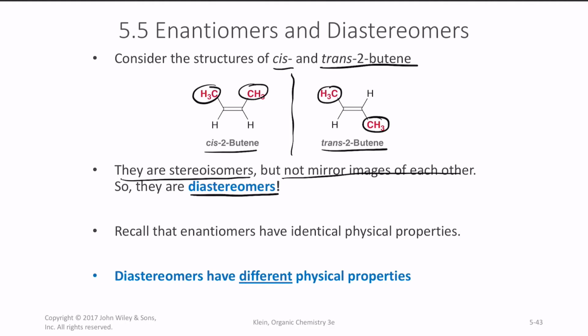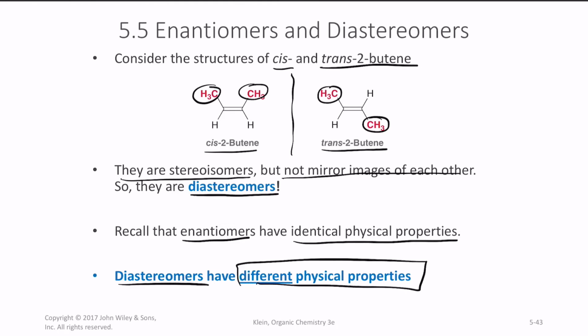Enantiomers generally have identical physical properties, but diastereomers have different physical properties. So how can you differentiate between enantiomers and diastereomers? One way is to look at the structure, and if they are not mirror images of each other, they are diastereomers. Another way is through their physical properties, which differ for diastereomers.